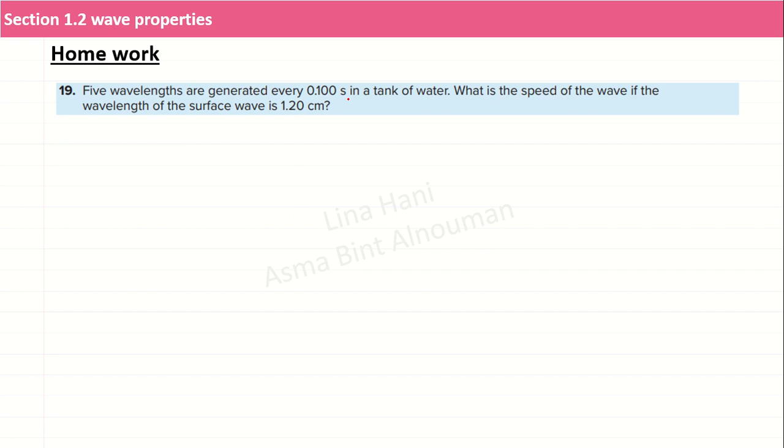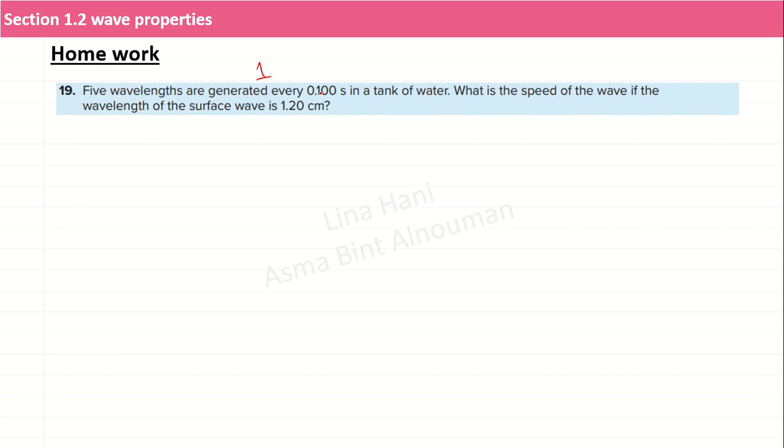You might think that this is the period of the wave, but remember that the definition for period is how much time it takes to make one cycle or one wave. Here we can see that 5 wavelengths or 5 waves are generated every 0.1 second.